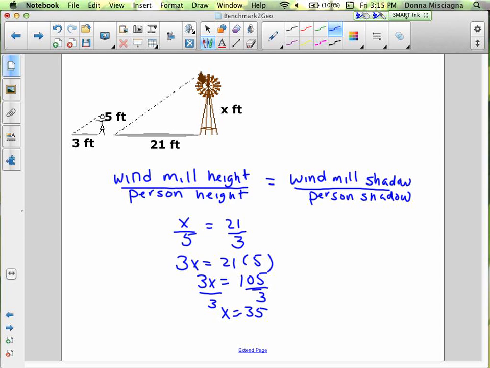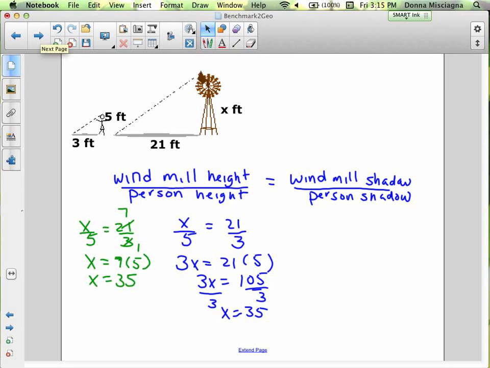And if we had reduced, I'll just put it over here. That would be 7 and 1. 21 divided by 3 is 7. 3 divided by 3 is 1. We'd have x equals, sorry, my pen slipped, 5 times 7, or 35. So whether or not you reduce doesn't matter. Either way, our answer is 35 feet.